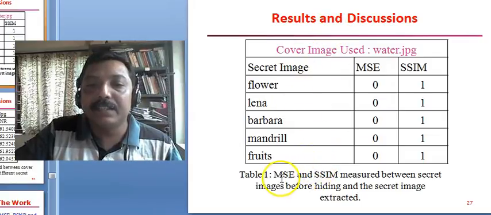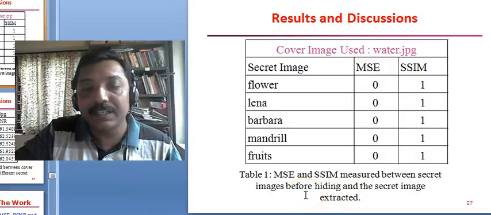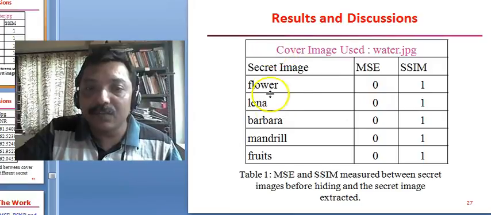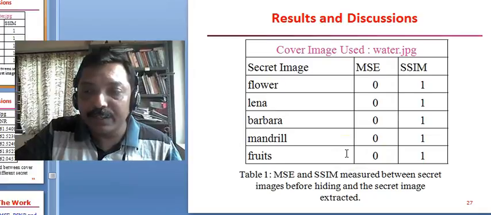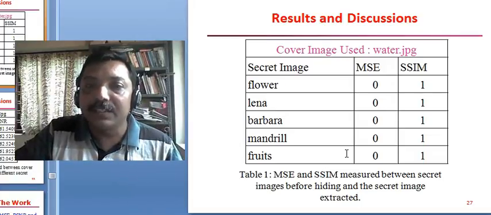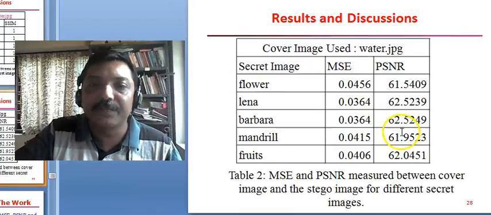And this table represents the MSE and SSIM measured between the secret image before hiding and the secret image extracted. In all cases, we are using the same cover image, taking the example of avatar.jpg, and these are for different secret images. Here you can see that for each case the MSE is equal to 0, and the SSIM has the maximum value 1. That means the secret image before embedding and the image taken back from the stego image are the same without any MSE, or the similarity is again 100% the same.